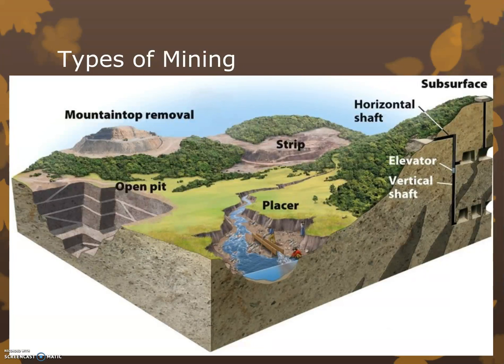Placer mining is what we think of from the gold rush days, where you just went and sort of picked up sediment from a stream and washed it through and looked for gold. The original gold rush people were placer miners. And then mountaintop removal is sort of the same as open pit. Open pit is you're digging a big hole in the ground. Mountaintop is you're essentially blowing off the top of a mountain to get at what is below the surface of that mountain.